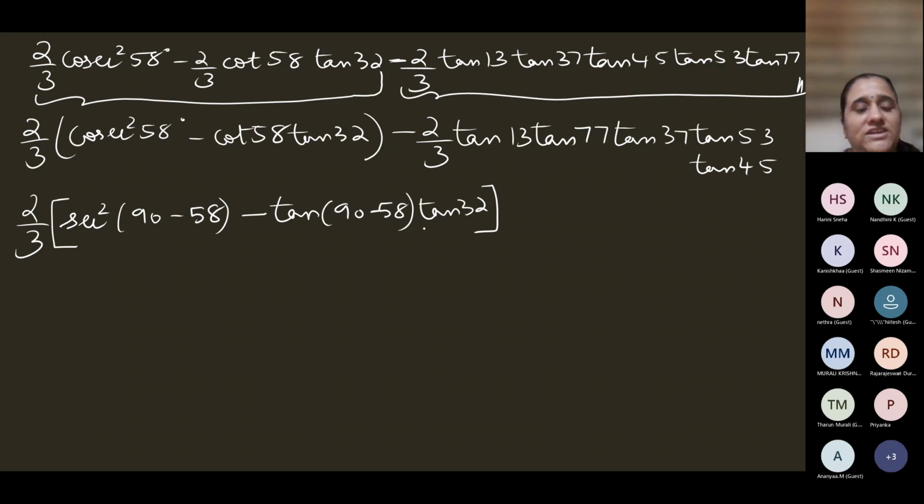See, the identity is secant square theta minus tan square theta. So if you have a tan, have it as it is. Cot, you change it to tan. And cosecant square, we change it to secant square theta. All right, now the second part, minus 2 by 3. Now earlier, I first applied the concept of complementary ratios and then reciprocal ratios. You can also do reciprocal ratios first and then complementary ratios. Let me show that now.